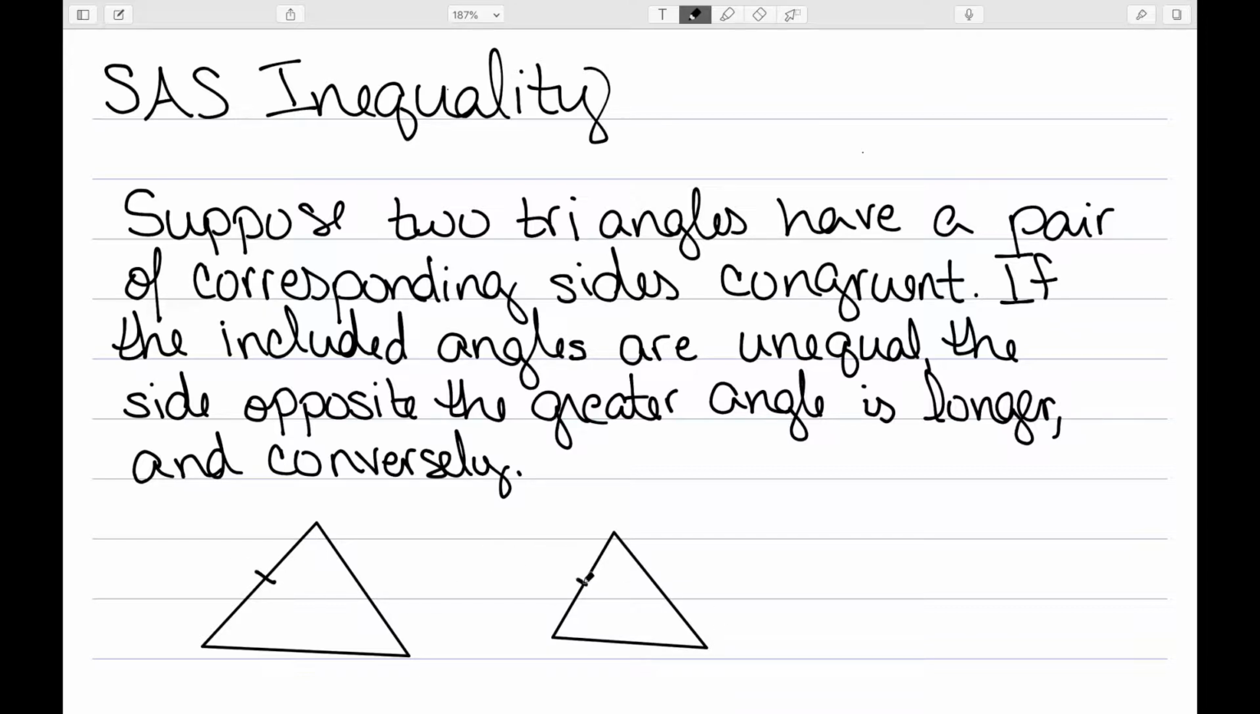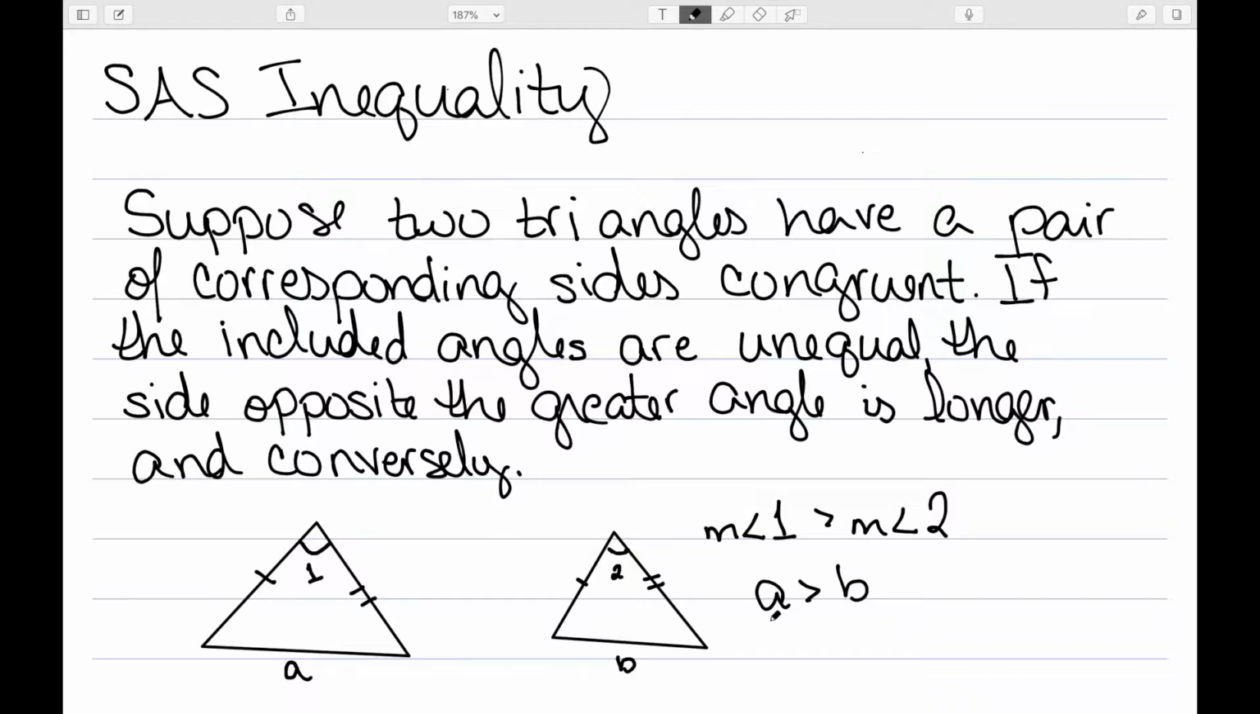I know that they both have these corresponding sides congruent. However, if I look at the included angles, this one, which I'll call 1, and this one, which I'll call 2, we know that one of them is larger. So let's say angle 1 is larger than angle 2. Then this side, A, needs to be bigger than B.